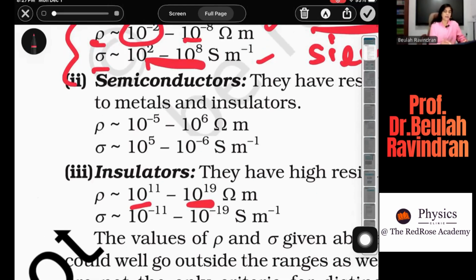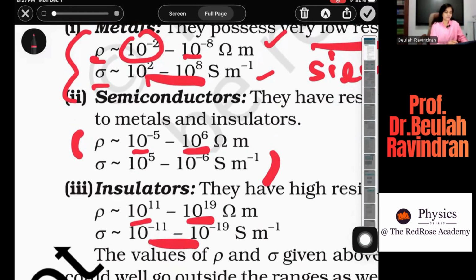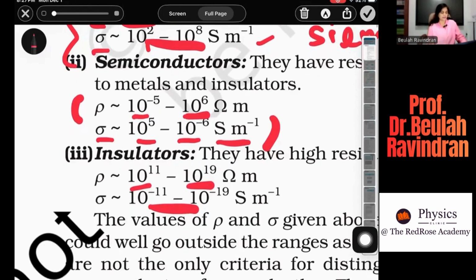You can compare and put a table, a comparative chart, so that it is easy for you to keep everything in your mind. Okay, the semiconductors lie in between. Okay, so rho, the resistivity, is 10 power minus 5 to 10 power 6 ohm meter. Then conductivity is 10 power 5 to 10 power minus 6 siemens per meter. Just keep everything in your mind.